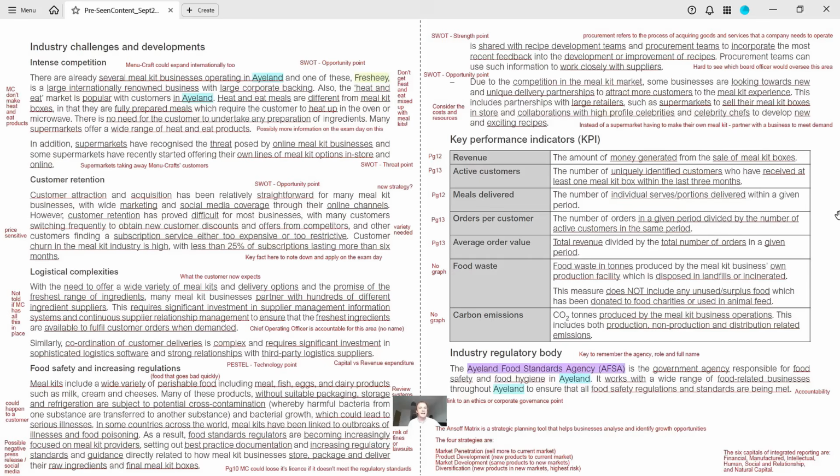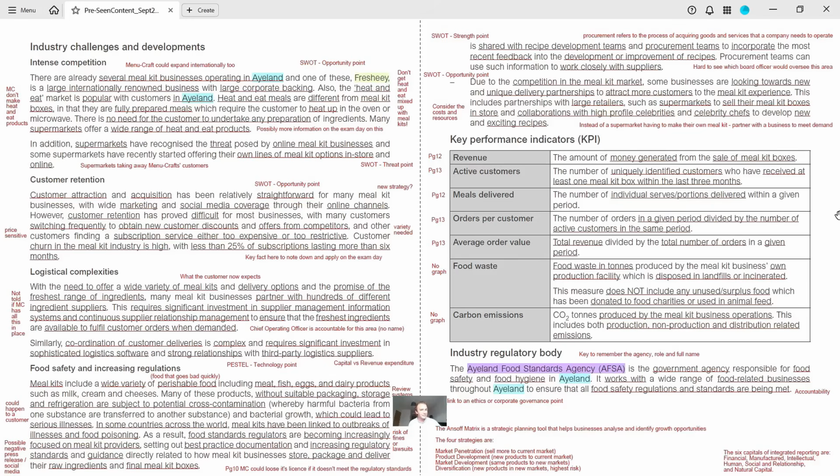Also, and this is a major one, don't get heat and eat mixed up with the meal kits. So let me just take you through it here. So the heat and eat market is popular with customers in Ayland.